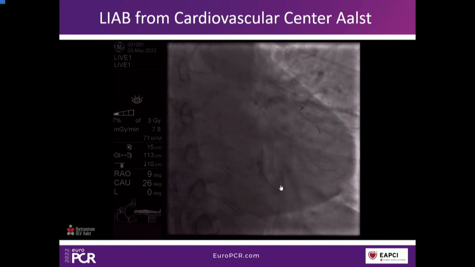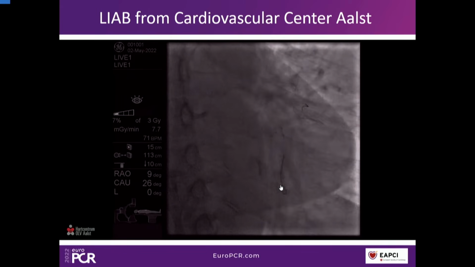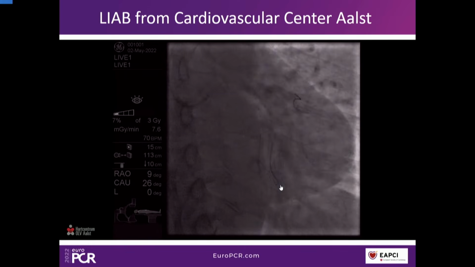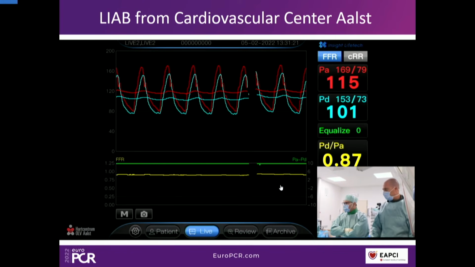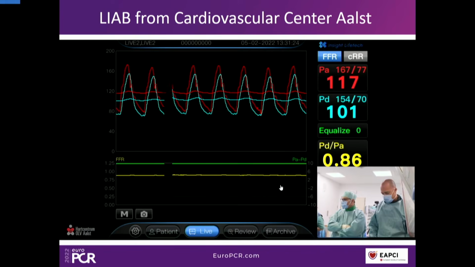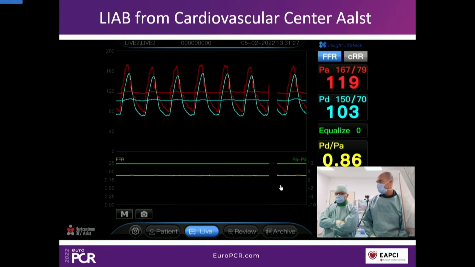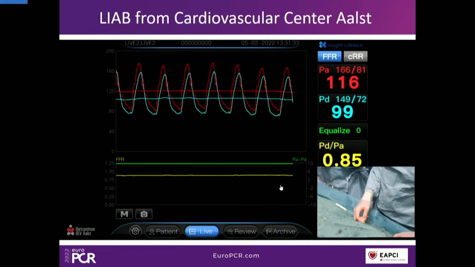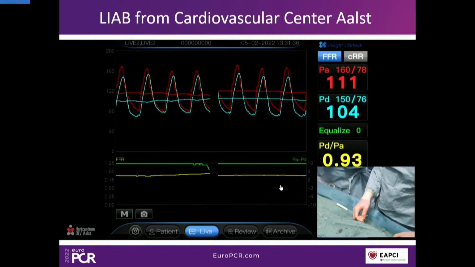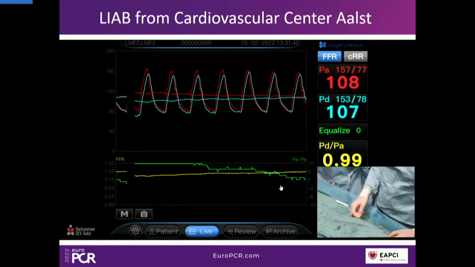Why don't we see the remaining part of the case, Emanuele? Okay, so we have now shifted to the circumflex where we encountered a quite difficult or challenging wiring due to a short left main. But once the wire is down, it's easy to advance the microcatheter, and we'll measure the FFR again. 0.90, that's good. 0.88, 0.89. Okay, so the FFR is negative. We will nevertheless perform a pullback. Of course. Yeah, this is the focal gradient at the level of that division.